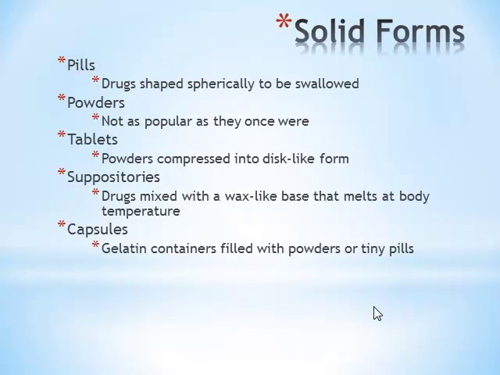Pills are to be swallowed. Powders are not as popular as they once were, but they're still made. Tablets, pressed powder into a disc-like form to be swallowed. Suppositories are mixed with a wax-like base, and they're inserted and they melt at body temperature, and then the drug is absorbed. Capsules are gelatin containers filled with tiny powders or pills, and they are to be taken in their original form, typically not to be broken. Some tablets and pills you see will be scored, and those are ones that are designed to be cut if needed for a partial administration.